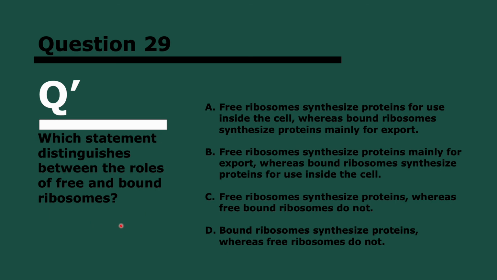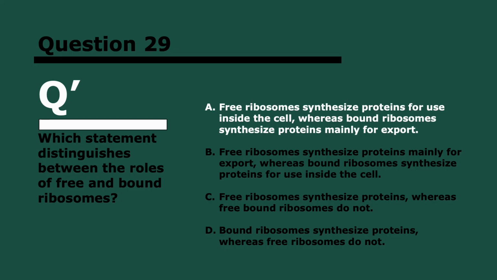Okay. Which statement distinguishes between the roles of free and bound ribosomes? Okay, I think this is pretty straightforward. 3, 2, and 1. Okay, so the answer is that free ribosomes synthesize proteins for intracellular use, bound ribosomes for export. So C and D don't make any sense, because all ribosomes synthesize proteins, and then B is flipped around. That's just not true. So basically what ribosomes do, the bound ones, they're bound to the ER, and they use the ER and the Golgi to make those proteins leave the cell. Whereas the free ribosomes, you just make the proteins there and leave them to be.